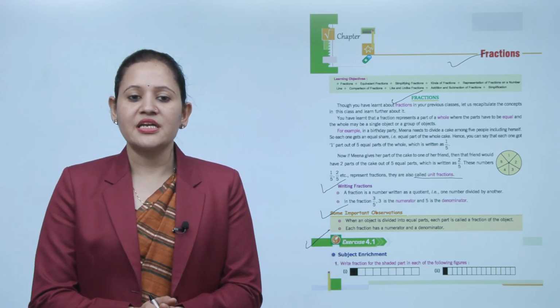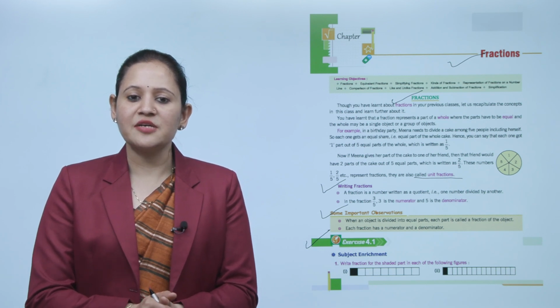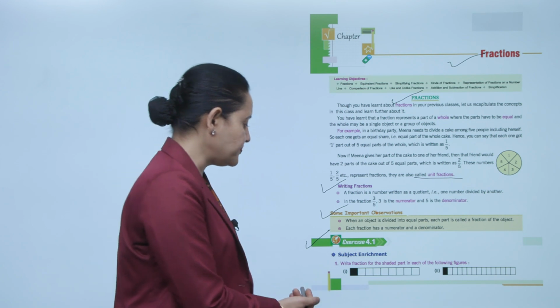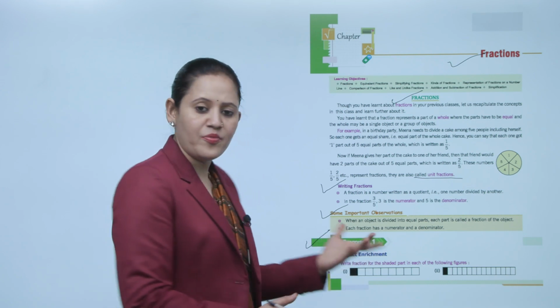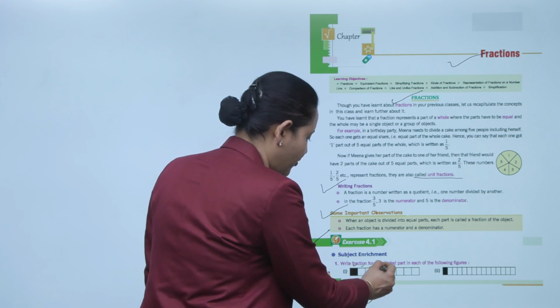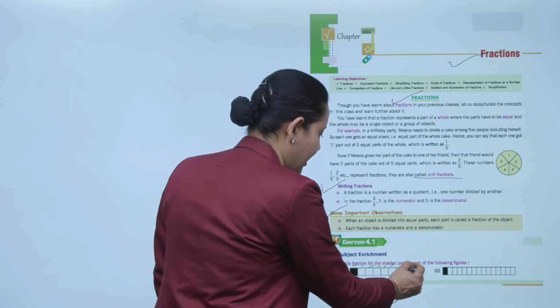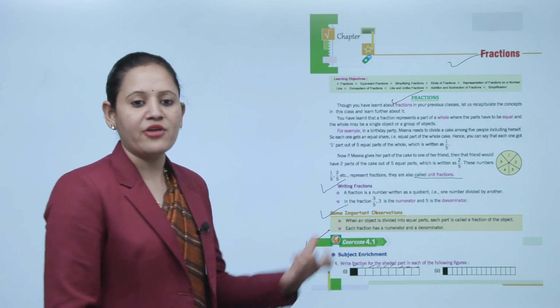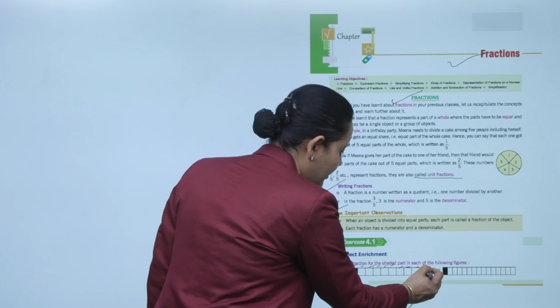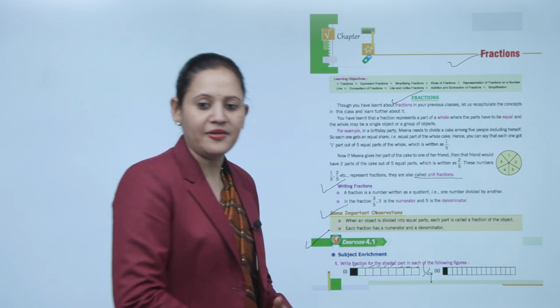Subject enrichment. Write the fraction for the shaded part of each of the following figures. In the first one, how many equal parts are there? 1, 2, 3, 4, 5, 6, 7, 8, 9. 9 equal parts, out of which 1 is shaded. So that represents 1 by 9. Clear?